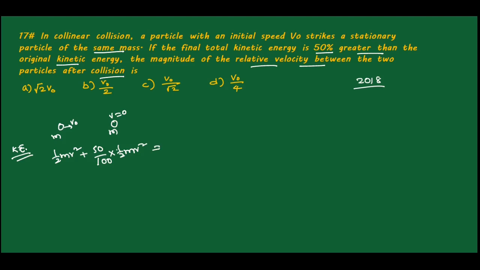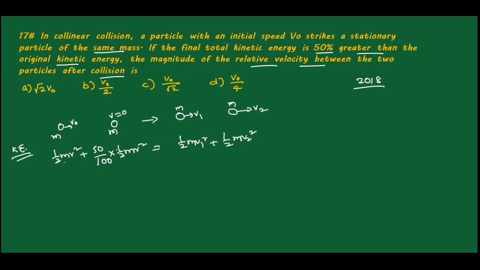So that is equal to, after the collision, what happens here? This particle of mass m has velocity v1 and the other particle, also of mass m, has velocity v2. The velocities are changing to v1 and v2. So this kinetic energy is half of m v1 square plus half of m v2 square, according to the kinetic energy conservation.